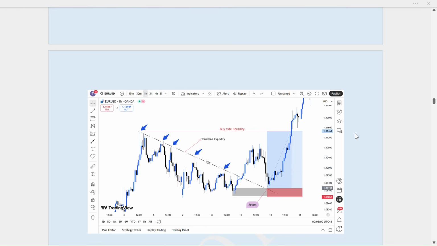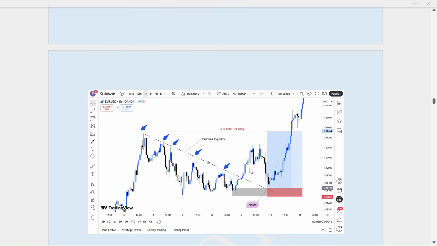Number three, we have trend line liquidity. Here I have a very clear example. We have this trend line. We have the first touch, second, third, fourth, and fifth touch, and immediately the trend line was broken. You can see the retest of this trend line, and that now tells us clearly that the buy side liquidity is going to be taken out. This swing high is going to be taken out.